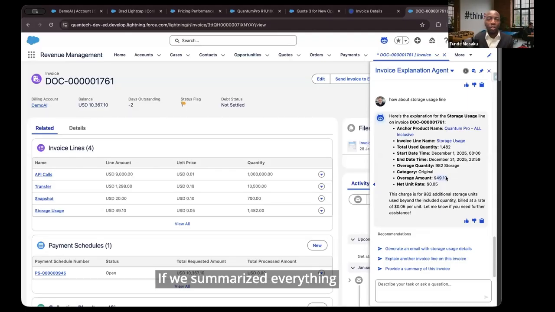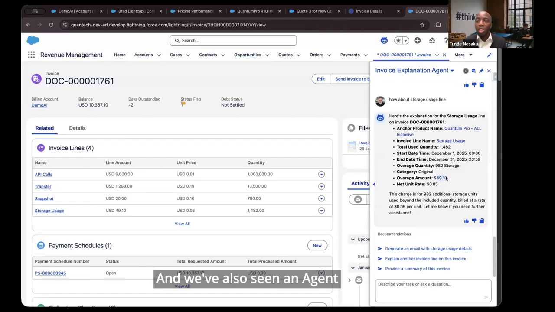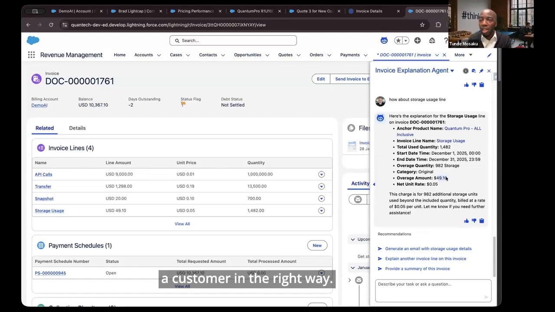If we summarize everything we've had a look at today, we've seen a lens of the customer being able to view their invoices and view their information because they're all on one platform. And we've also seen an agent who's done the explanation of the invoice, supporting a billing support agent in serving a customer in the right way.